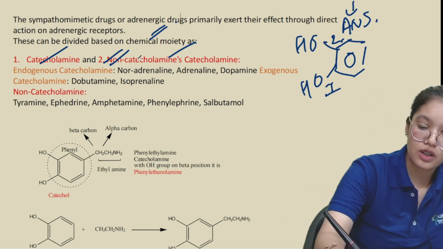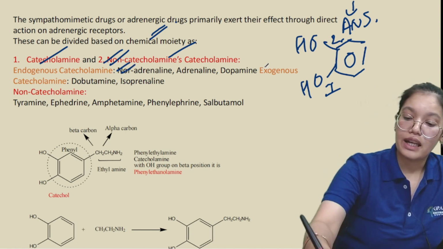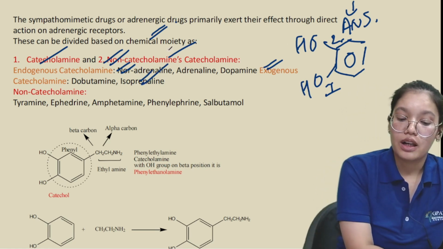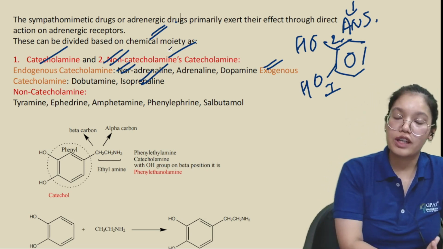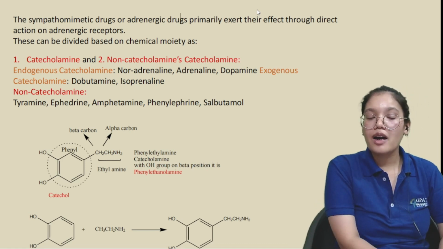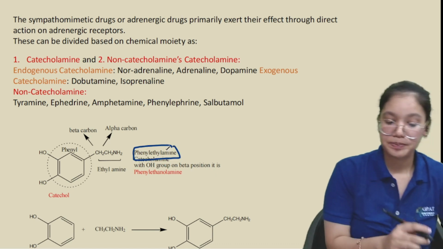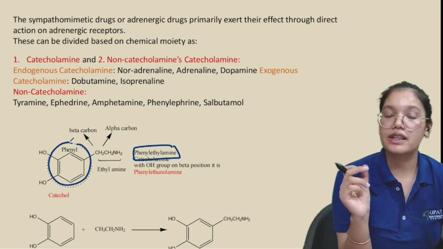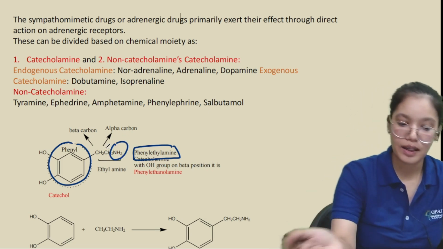Now, endogenous catecholamines are noradrenaline, adrenaline, and dopamine. Exogenous ones are like isoprenaline. Then we have the non-catecholamines like tyramine, ephedrine, amphetamine, salbutamol, phenylephrine, all that. Now, if we talk about the basic backbone of these sympathomimetic drugs, it is the phenylethylamine. It contains a phenyl ring, an ethyl chain or the ethyl bridge in between, that is connected to the amine group. So that is the phenylethylamine.